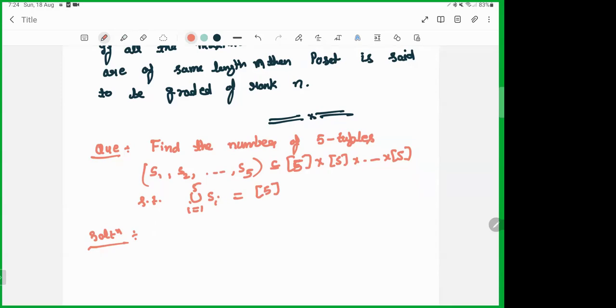Each Si is not a single digit, right? These are subsets. This notation is not elements, this is not belongs to. This is subset. I already wrote subset. So that means each Si is a subset of this set 1, 2, 3, 4, 5. Now the condition is that their union should be the full set.